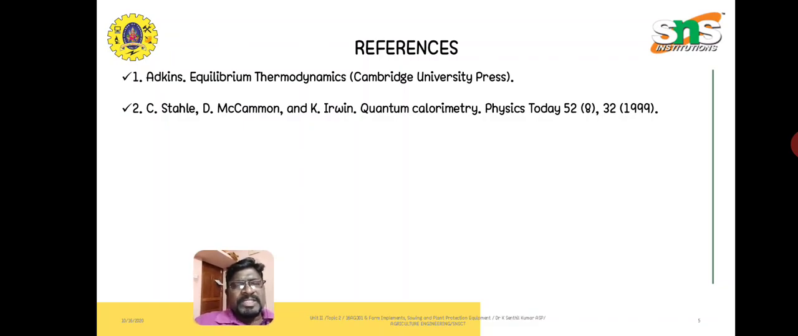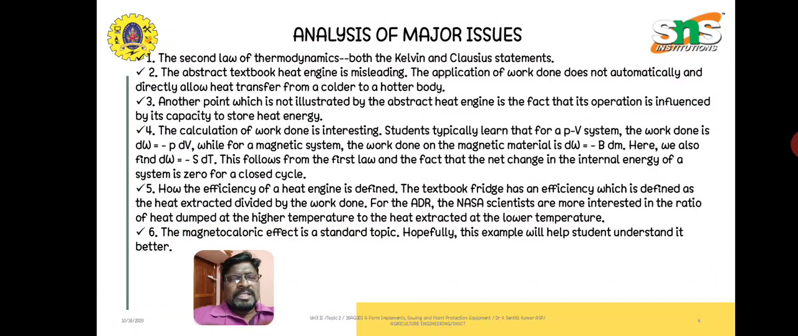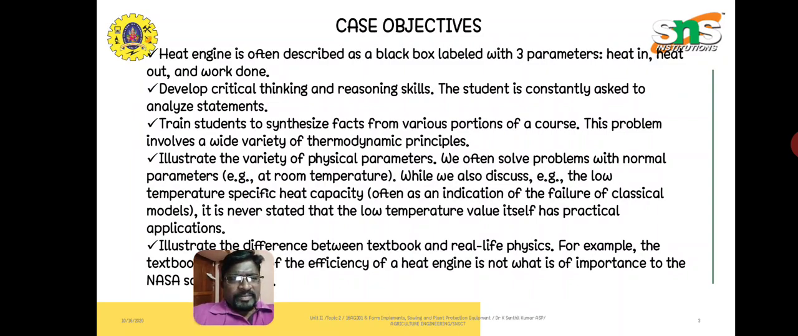Next, the references. These are the various papers that I have taken for reference for this case study. That means the usage of a fridge in space, and the major issues involved when using a fridge in space, are to be considered. Then we should have the case objective. What are the main things we want to understand? That is the second law of thermodynamics, the Clausius law, both are important.